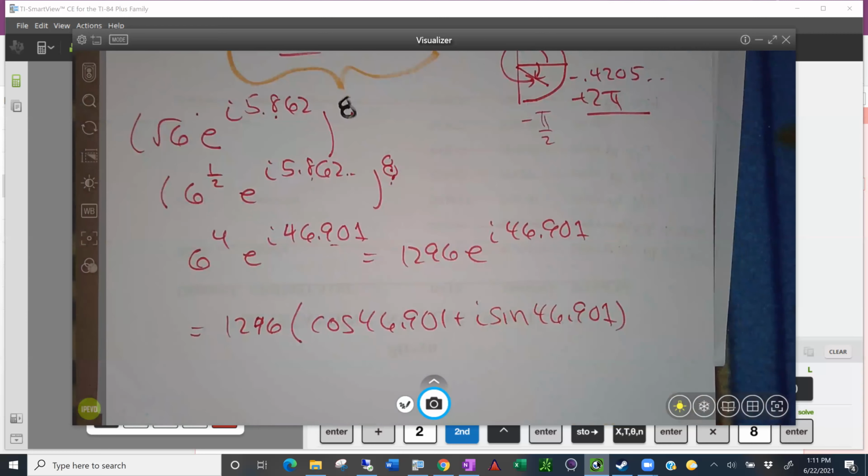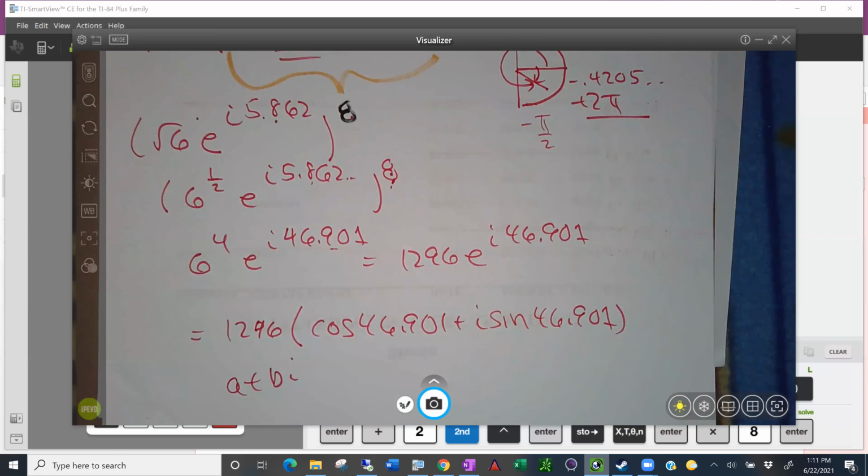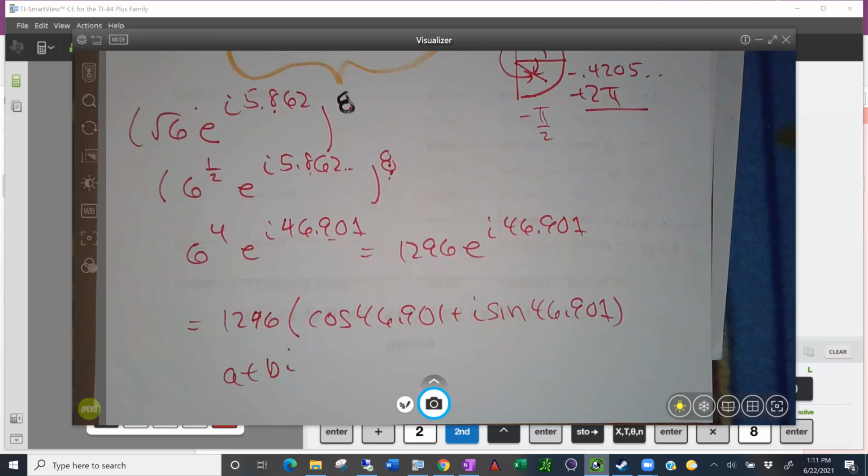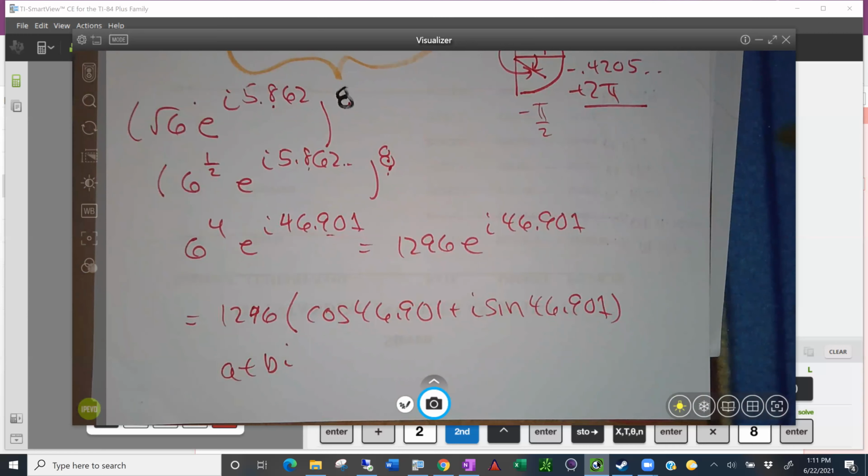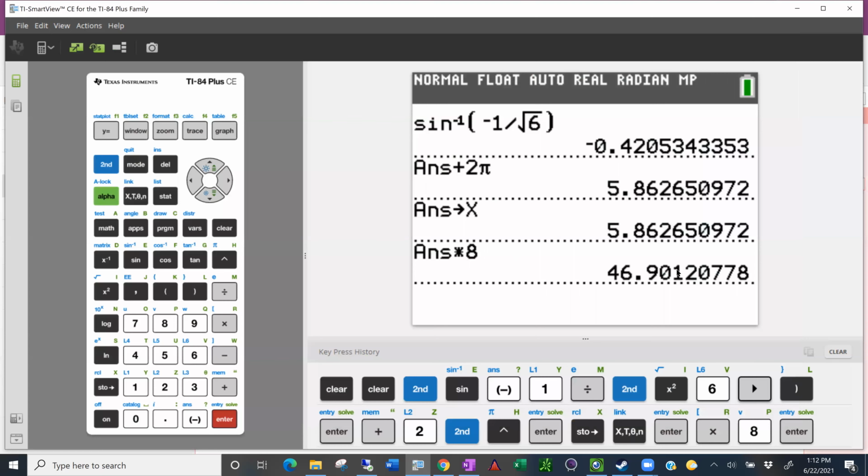Now, do they want it in the form of a plus bi? Yes. Okay. So what we need to do to finish this up is take 1296 times the cosine of that plus 1296 times the sine of that, and that should finish things up. Appears as though I'm going to need this thing twice, so I'm just going to overwrite my old value of x with this new one. So I'm going to hit the store key.